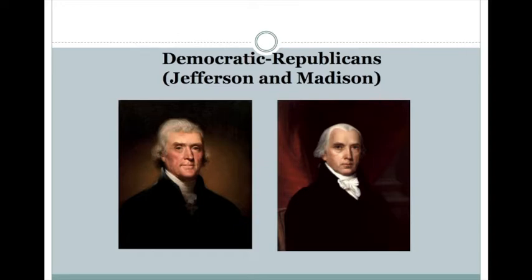They worried that a national bank would enrich the wealthy at the expense of ordinary Americans. And Jefferson believed that the Constitution didn't state that Congress had the power to create a bank. They also believed that the whiskey tax hurt farmers. Farmers distilled their grains into whiskey because it was easier for them to transport their whiskey to market.